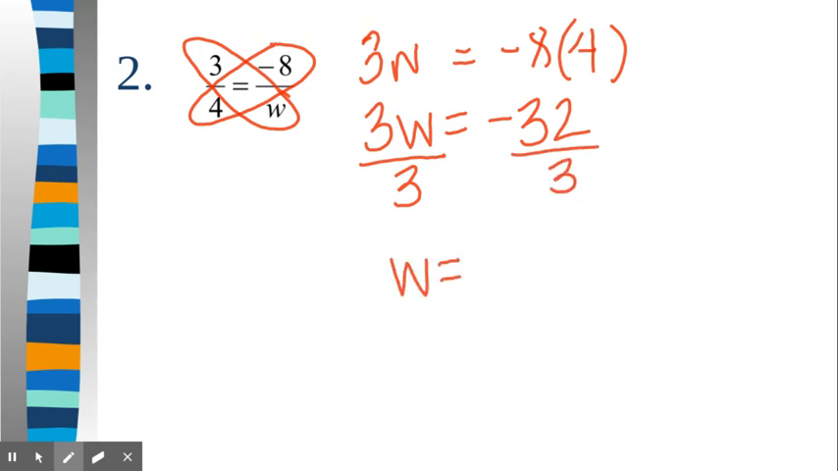Be careful with the negatives. Again, we have a negative divided by a positive. And so we're left with negative 10.6.